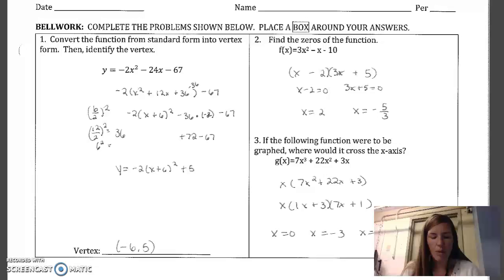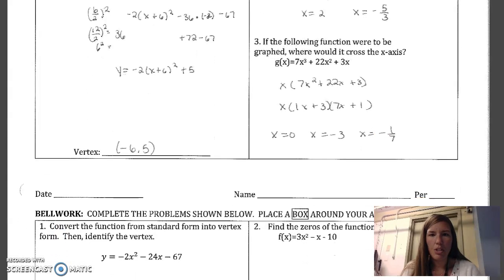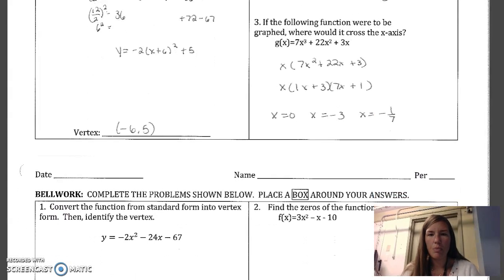Okay. Third question on bell work. Third question says, if the following function were to be graphed, where would it cross the x-axis? We just said that. A solution, a zero, an x-intercept, they're all the same. So where would it cross the x-axis? On your x-intercepts. What are your x-intercepts the same as? Your x-intercepts are the same as your solutions.